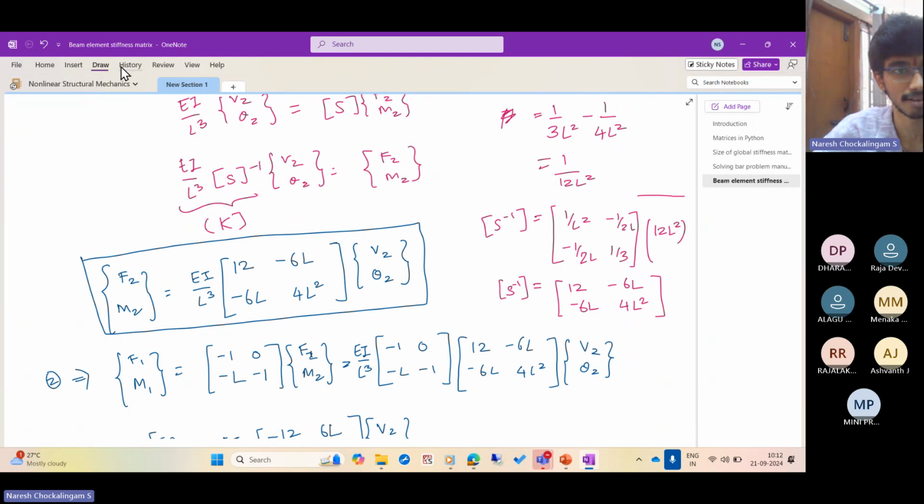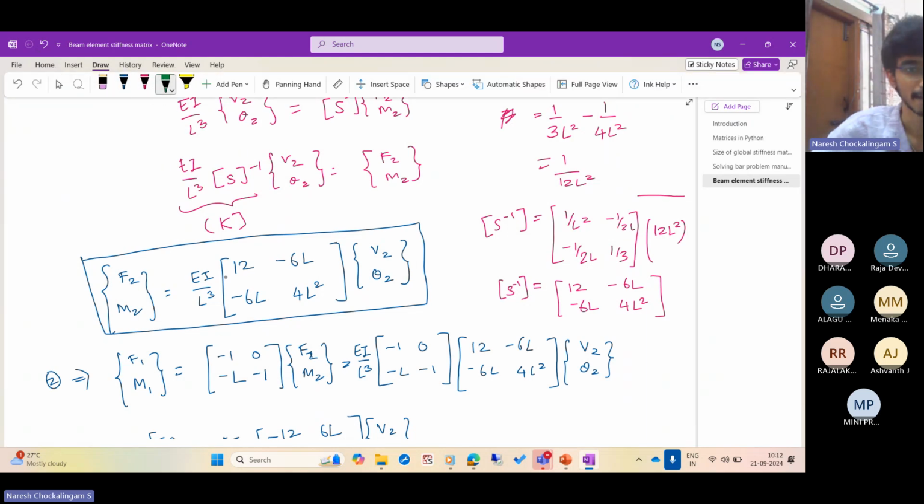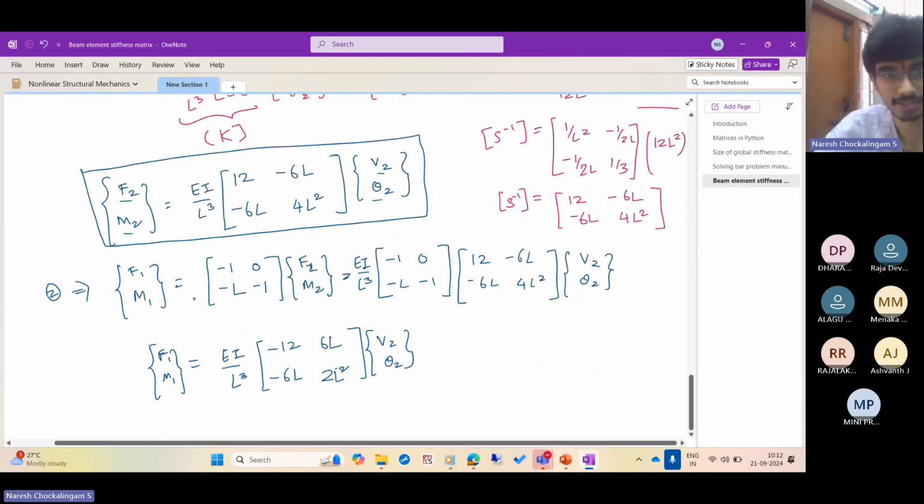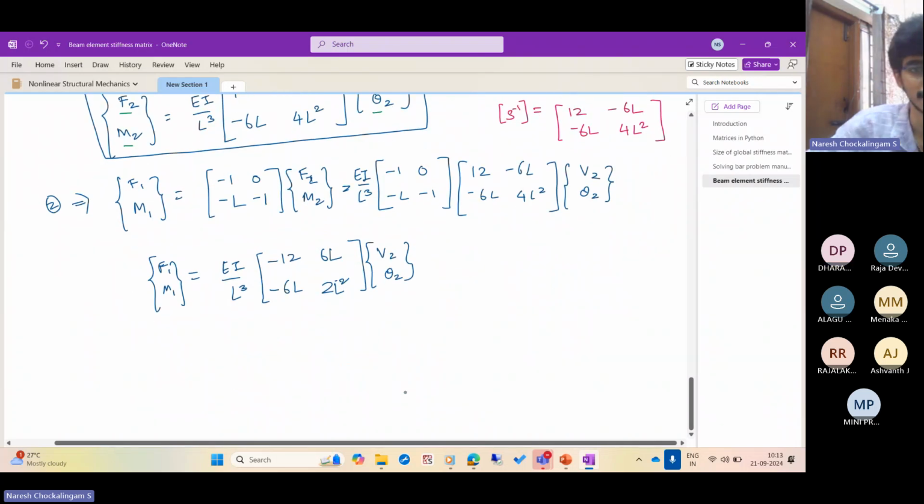So one thing you need to notice is that this matrix is symmetric because these two are corresponding degrees of freedom. F2 V2 M2 theta 2 are corresponding. F2 is the force corresponding to that displacement. So this follows from Maxwell's reciprocal theorem.